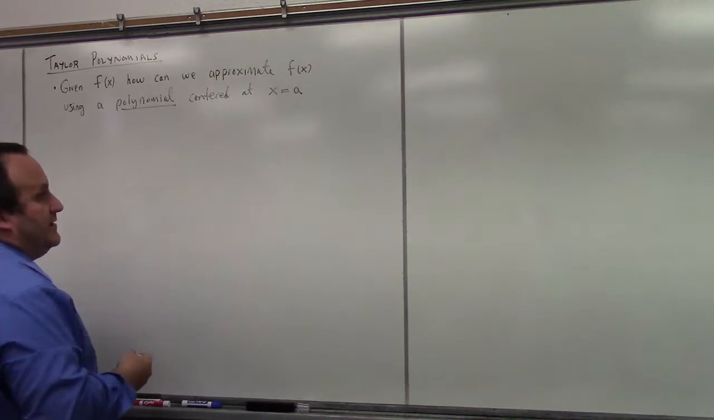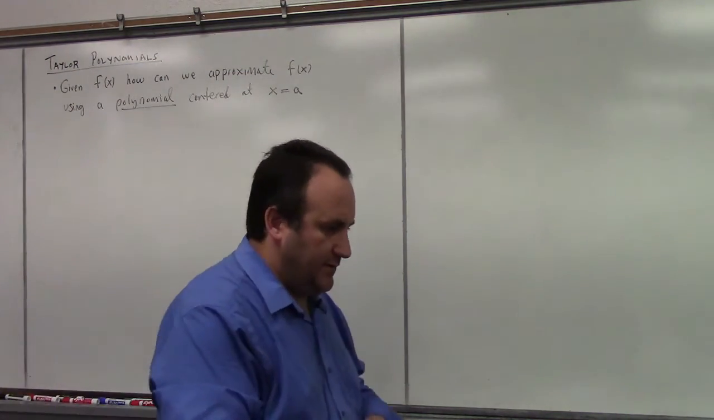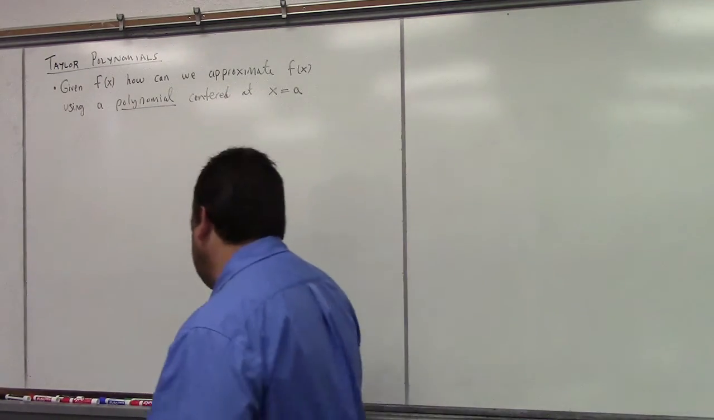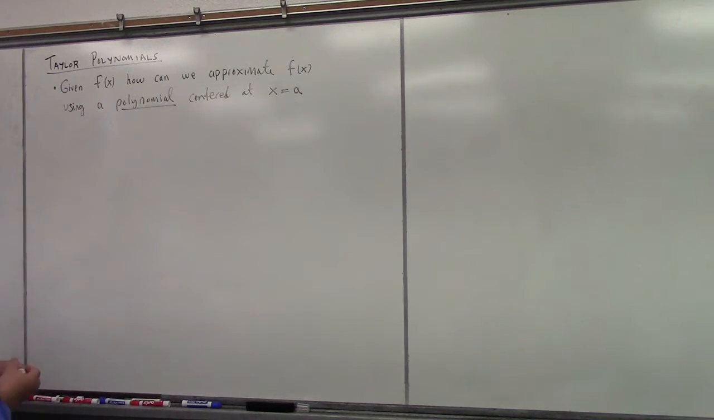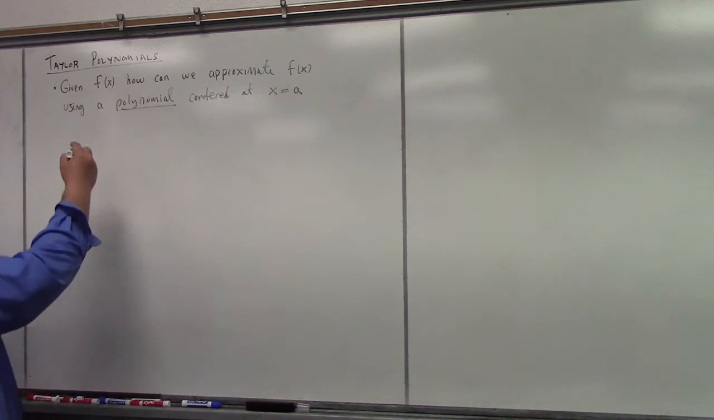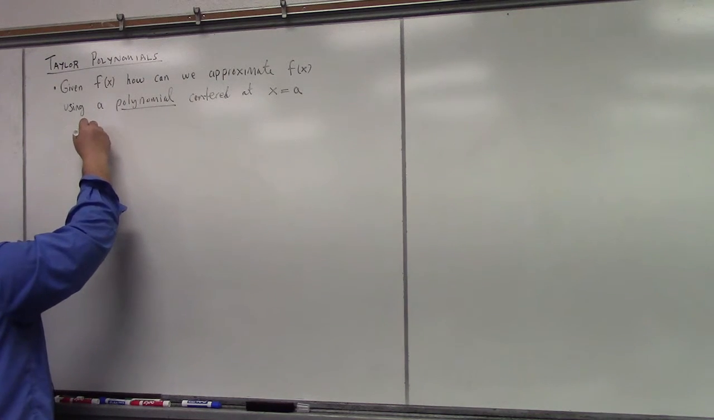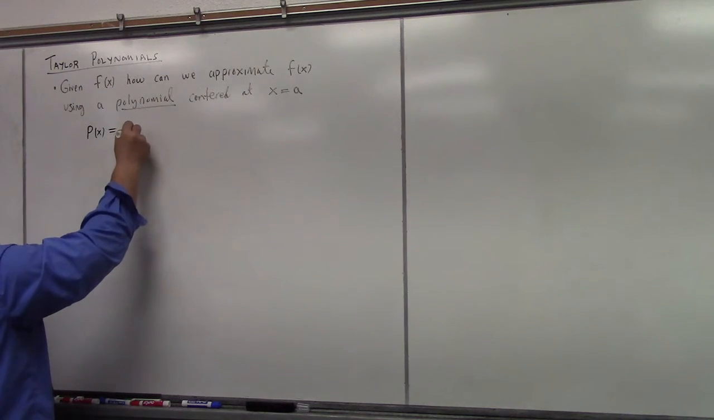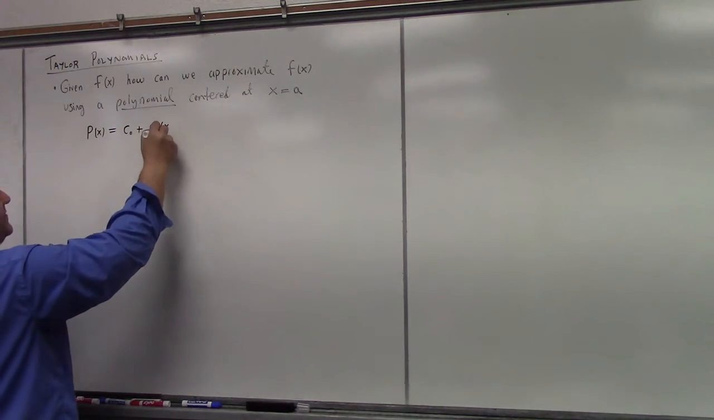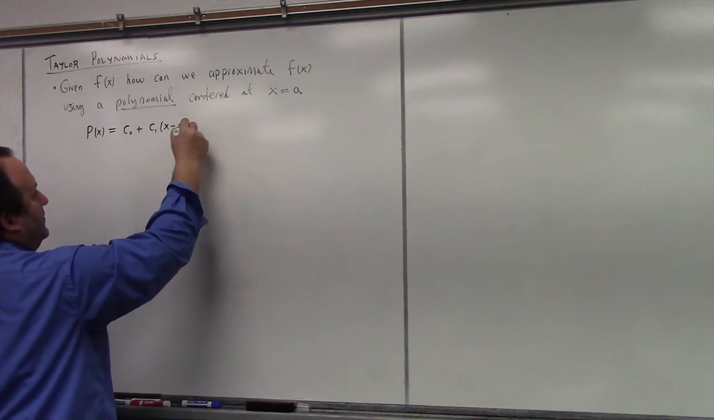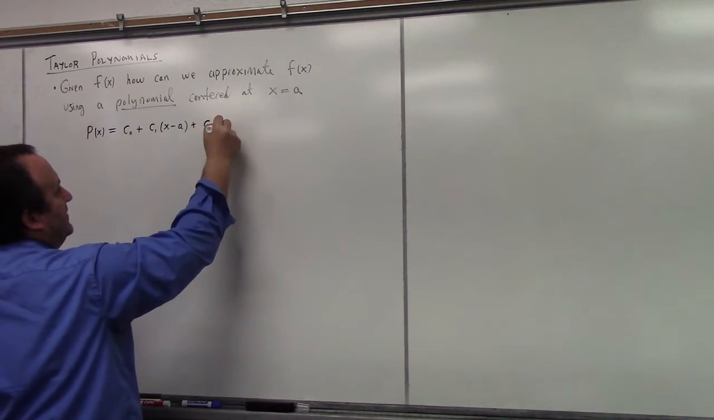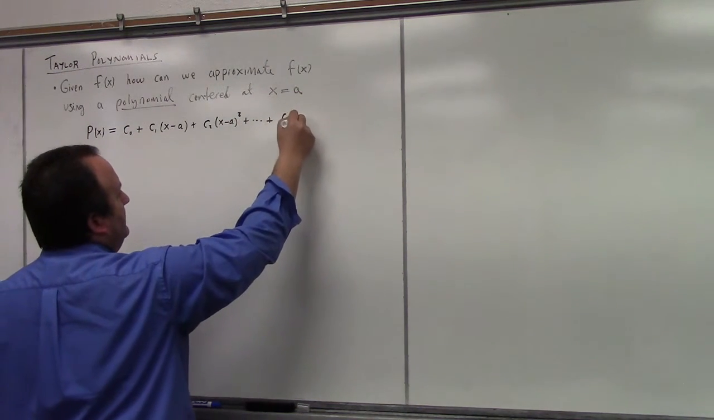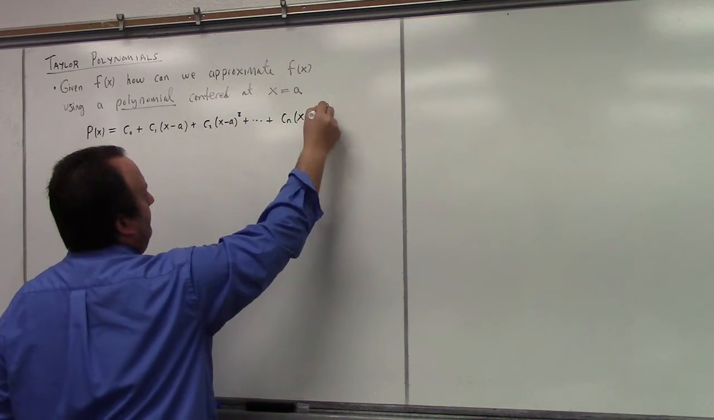So I think the first thing I need to tell you guys about is what do we mean by a polynomial centered at a? All right? So a polynomial centered at a is going to look like this. Something like p of x equal to, say, c0 plus c1 times x minus a plus c2 times x minus a squared plus ... plus cn times x minus a to the n.